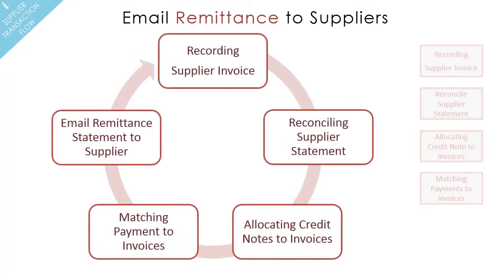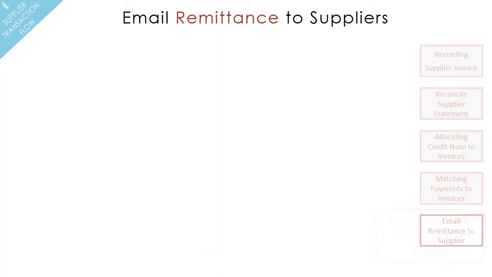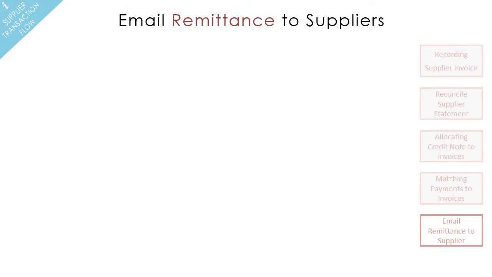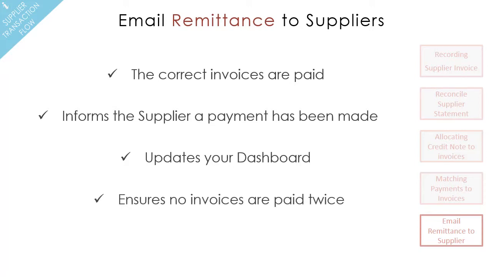The final step in the supplier transaction flow system is the generating of the remittance statement and emailing it to the supplier. The supplier remittance statement ensures the correct invoices have been matched and paid. The supplier is informed via email that a payment has been made. It automatically updates your dashboard, separating the paid and unpaid invoices. It also ensures no invoices are paid twice or duplicated.